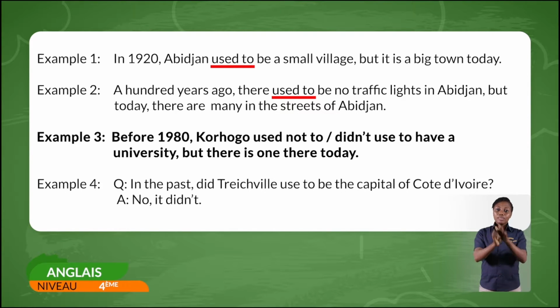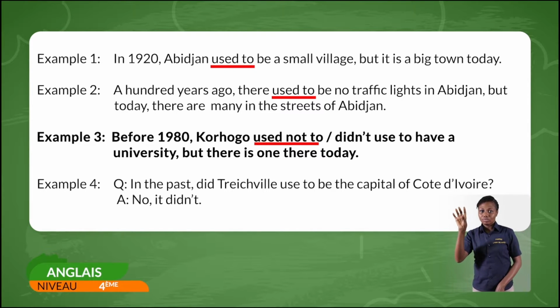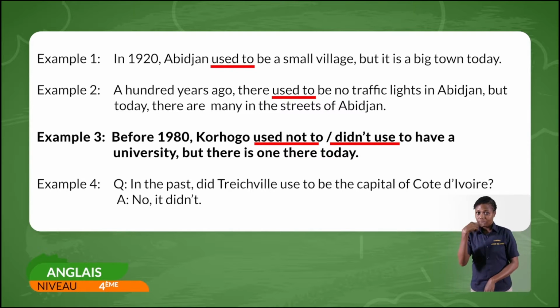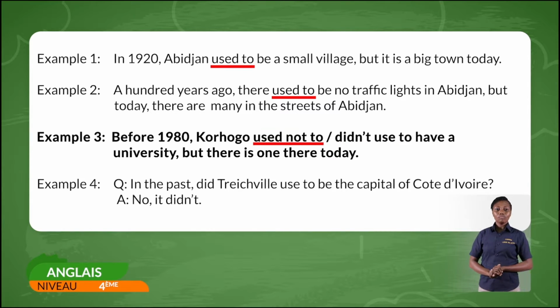Example 3: Before 1980, Korhogo used not to have a university. Or we can say Korhogo didn't use to have a university, but there is one there today. This is the negative form. We have 2 different expressions: used not to have, or didn't use to.